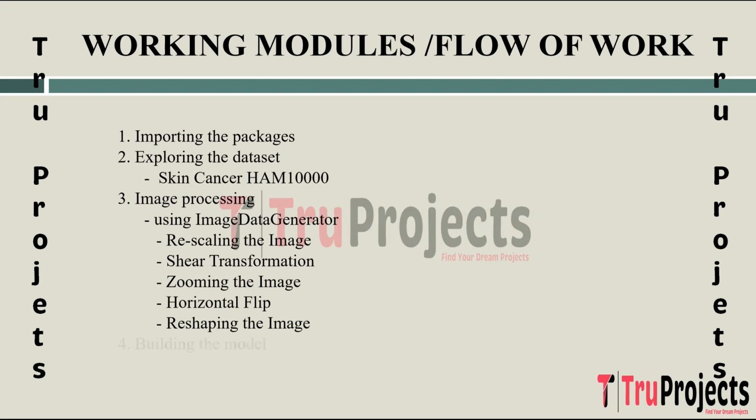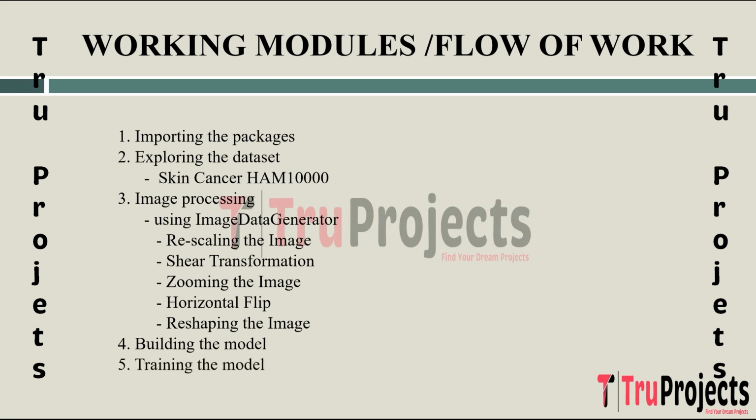Building the model. Creating the architecture of the convolutional neural network (CNN) model. This involves defining layers (convolutional, pooling, dense), specifying activation functions, selecting the optimizer, setting up loss functions, etc. The model architecture designates how the network learns from the input images and makes predictions.